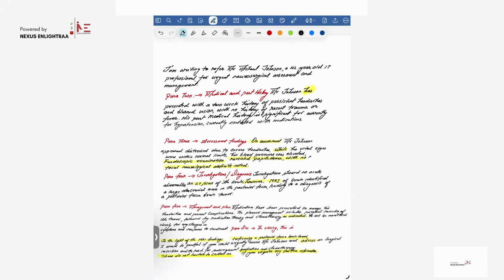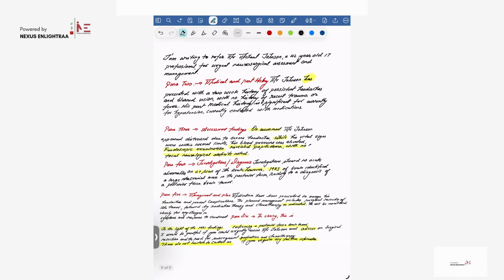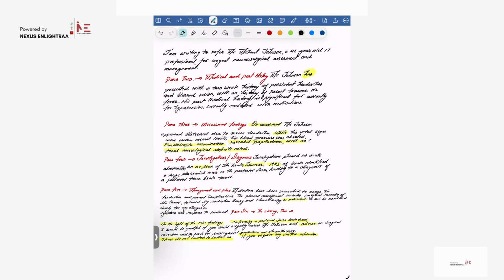Johnson appeared distressed due to severe headaches, comma, while his vital signs were within normal limits, comma, his blood pressure was elevated. Endoscopic examination revealed papilledema with no focal neurological deficits noted. Then we went to paragraph 4, where we wrote about investigations and diagnosis. Investigations showed no acute abnormalities on CT scan of the brain. However, MRI of the brain identified a large intracranial mass in the posterior fossa, leading to a diagnosis of a posterior fossa brain tumor. Then we come down to paragraph number 5, which is management and plan.